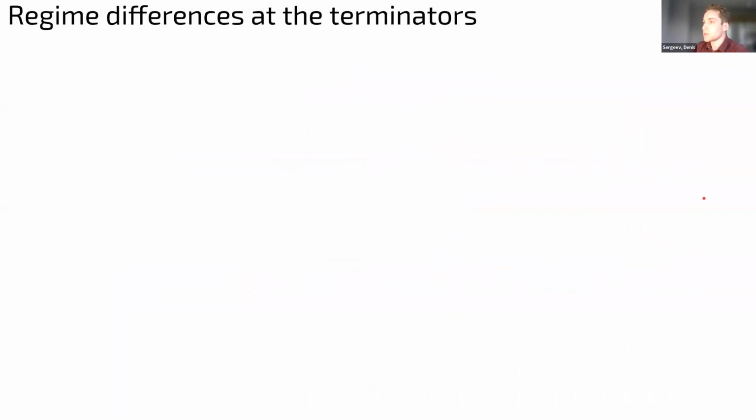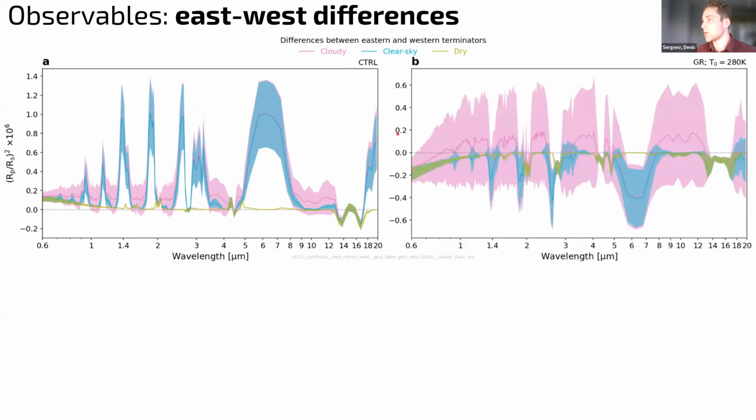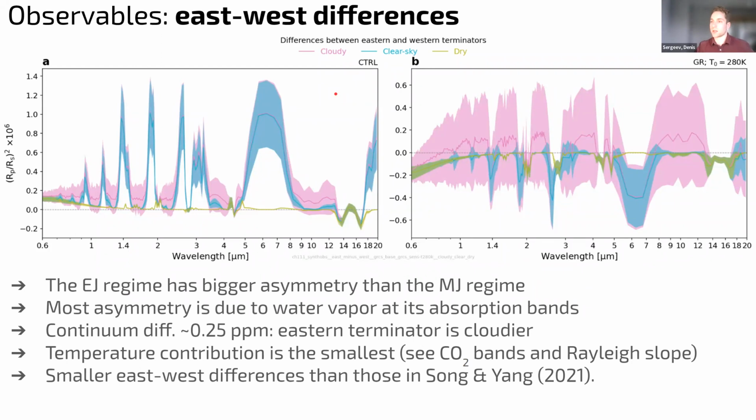and it's not affected by the different regimes. But what is interesting is when we look at the east-west differences in these two regimes. Here I'm showing the same wavelength range, but this is the control simulation with the EG regime, and I'm decomposing the spectrum into cloudy, clear sky, and dry contributions. And this is the same picture, but for the MJ regime. Even though the relative differences are, again, small, these are the differences between the eastern and western terminators, so eastern minus western. This picture shows us that the EG regime has a bigger asymmetry than the MJ regime, and most asymmetry is due to water vapor at its absorption bands.